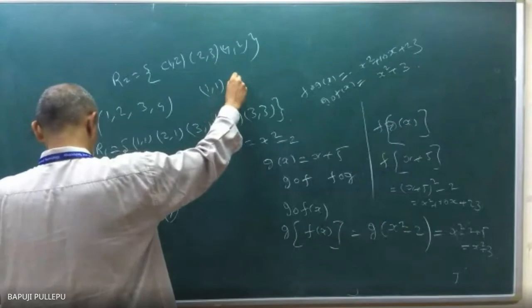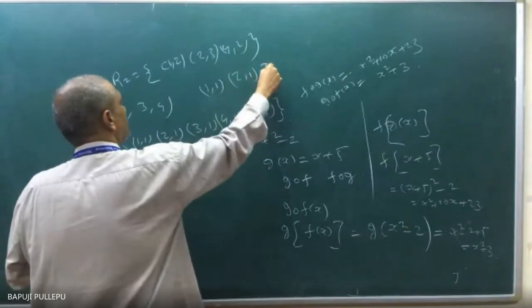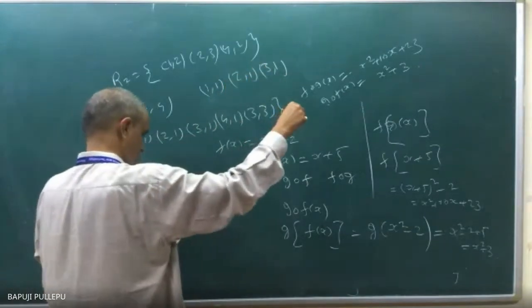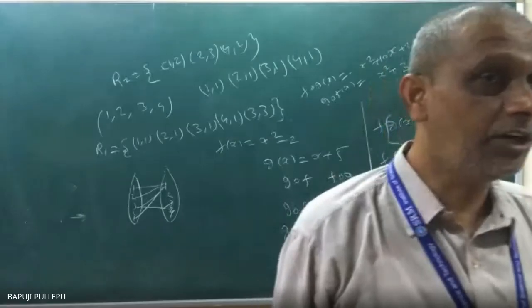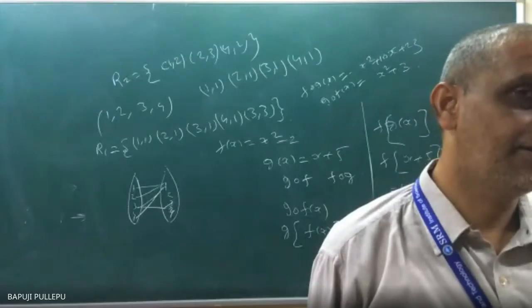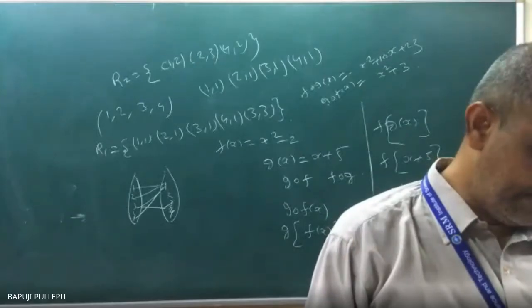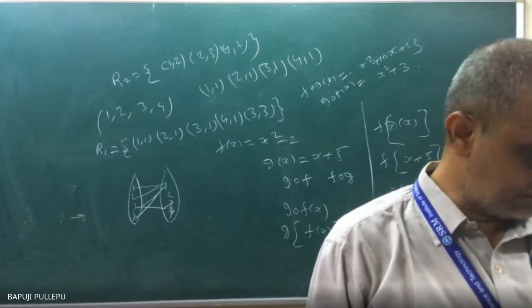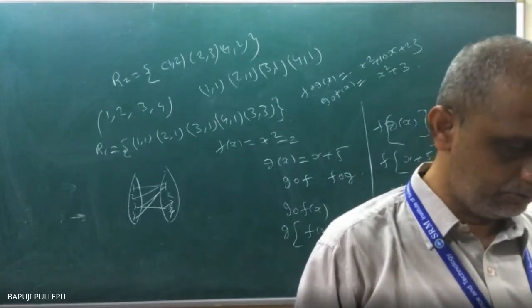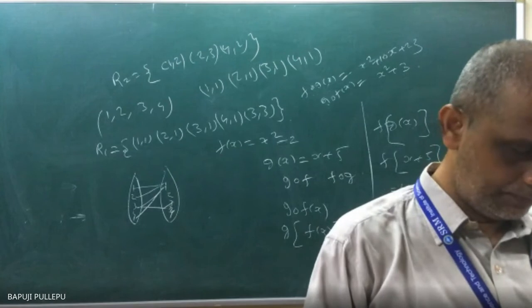(1,1), (2,1), (3,1), (4,1). Is it a function or not? Yes, sir. Is it one to one, onto? No, it is not one to one, and not onto. That you can also check yourself, and you will understand nicely. Simultaneously, you can ask yourself questions, and automatically the subject will improve.